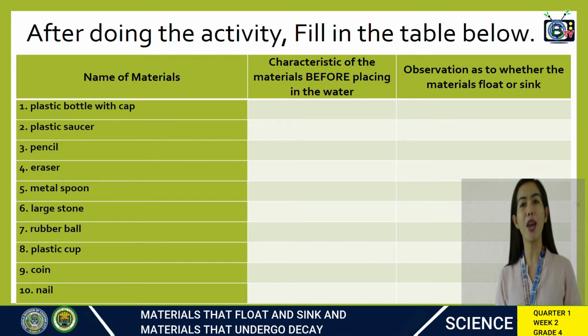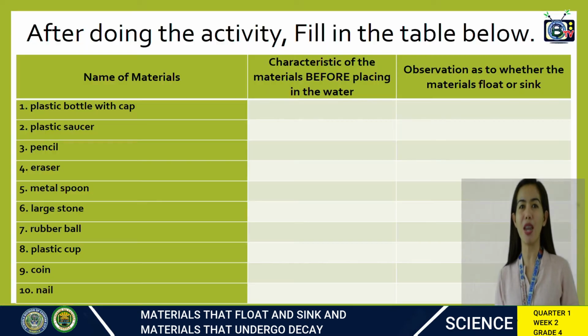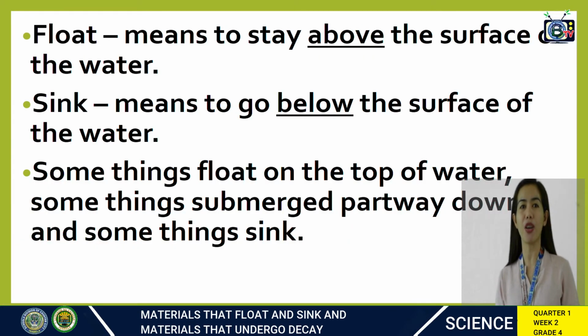What does it mean to float? Correct! Float means to stay above the surface of the water. How about sink? Very good! It means to stay below the surface of the water. Some things float on the top of the water, some things submerge partway down, and some things sink.